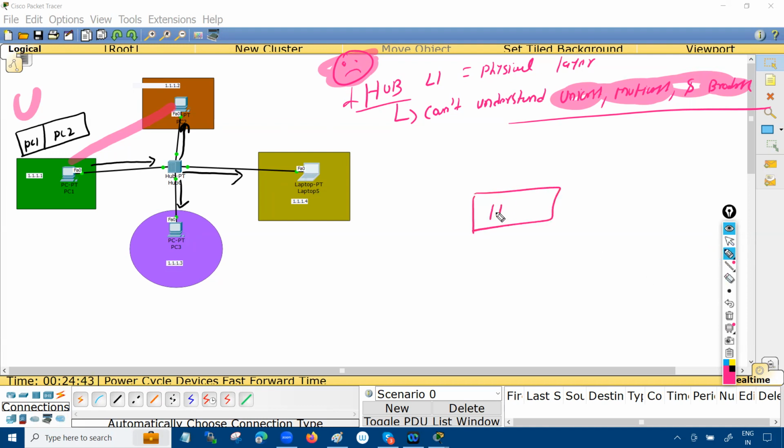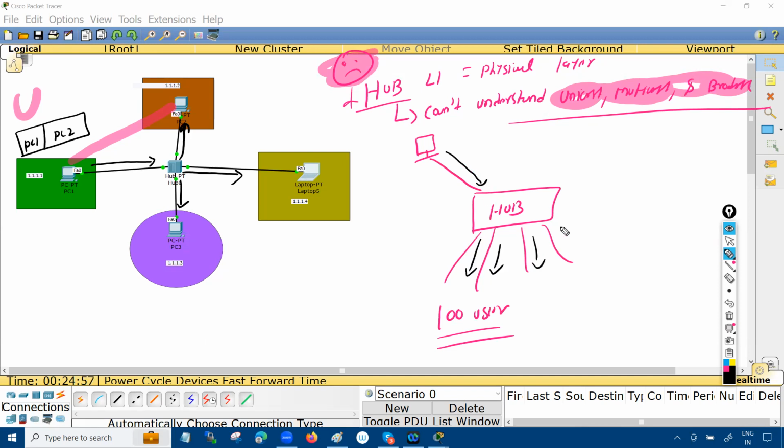And I have a user sitting behind the hub. What happened? We have 100+ users, right? In this case, what happened? When this PC sends any traffic, all these 100 users will receive the traffic.